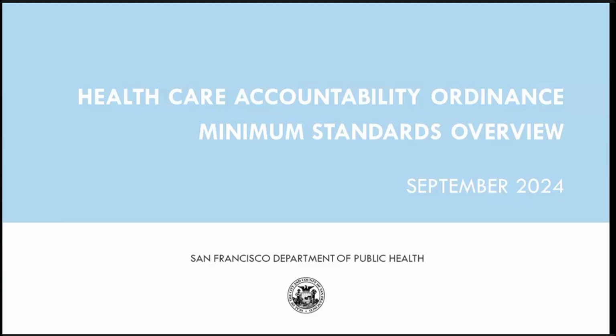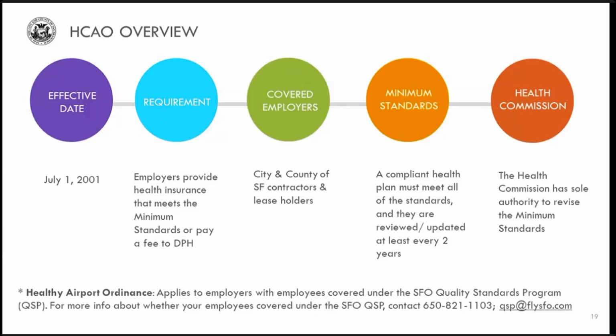Thank you, Beverly. My name is Max Guerra, and I work with the Department of Public Health's Office of Policy and Planning, and I'm the department's lead on the HCAO. Enacted in 2001, the Healthcare Accountability Ordinance, or HCAO, represents one of San Francisco's early pioneering efforts to reduce the number of uninsured in San Francisco.